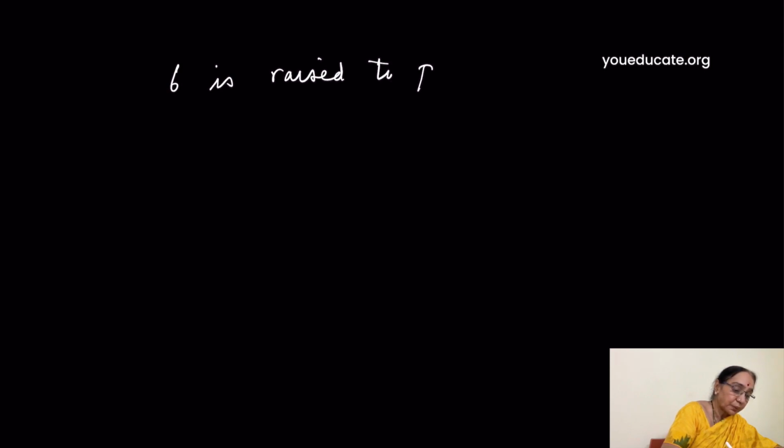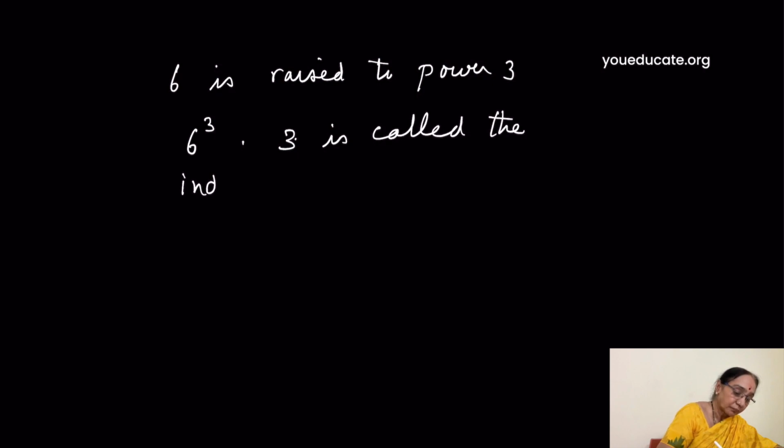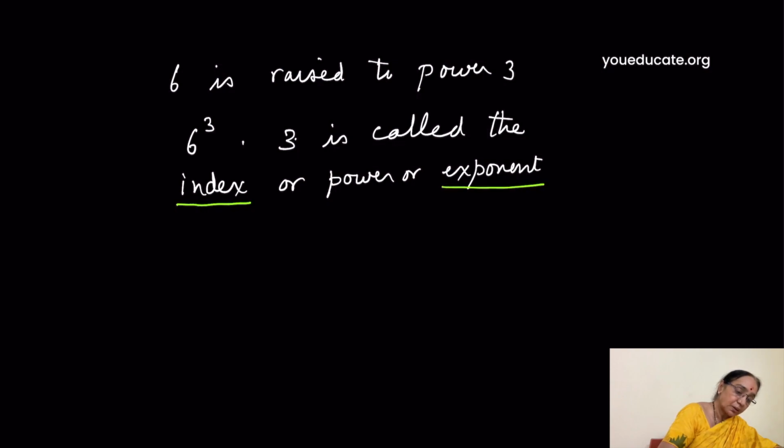Today in our class we are going to learn about how to deal with numbers with powers. So here when I say 6 is raised to power 3, then I write this as 6 raised to 3. So 3 is called the index, or you call it power, or you call it exponent. So generally we call it as index or an exponent.